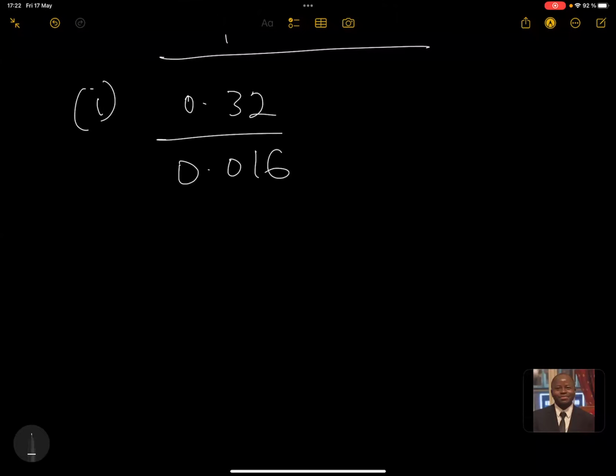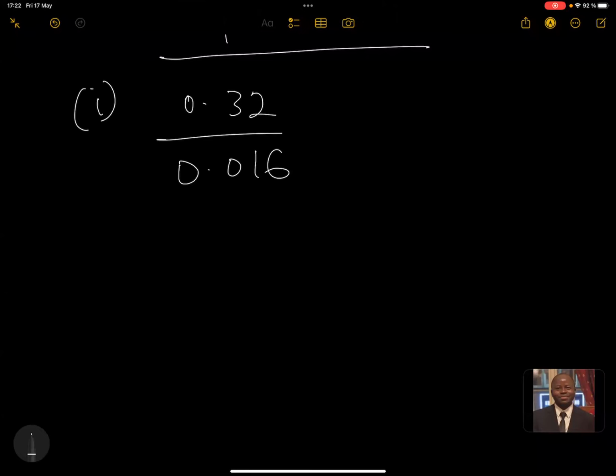Okay, so you do away with the decimal at the denominator. So the question is, how will you do away with decimal at the denominator? For you to do away with decimal at the denominator, you need to multiply by multiples of 10. It can be 10, it can be 100, it can be 1,000, and so on and so forth.